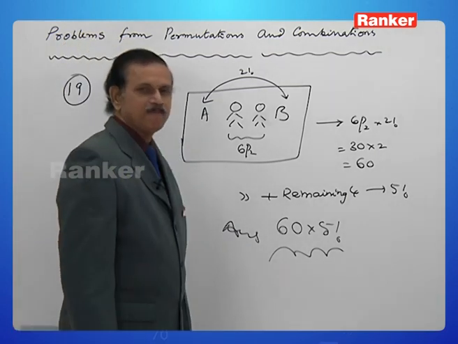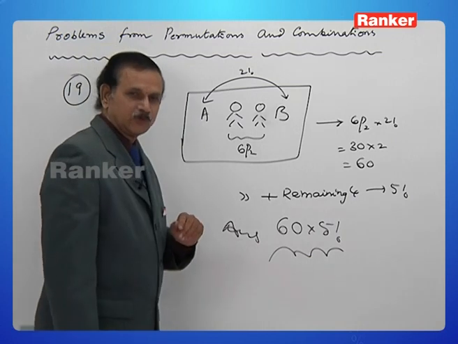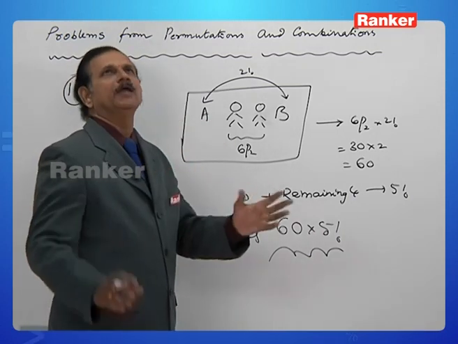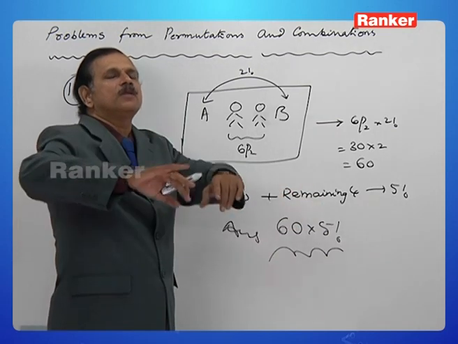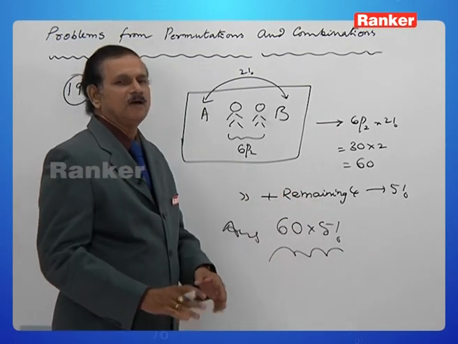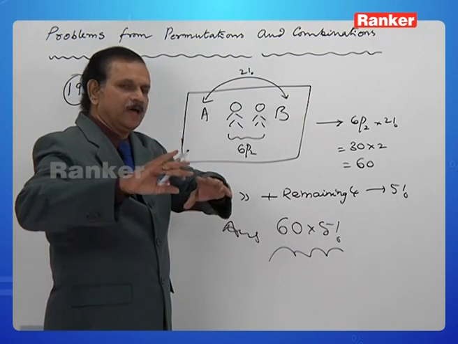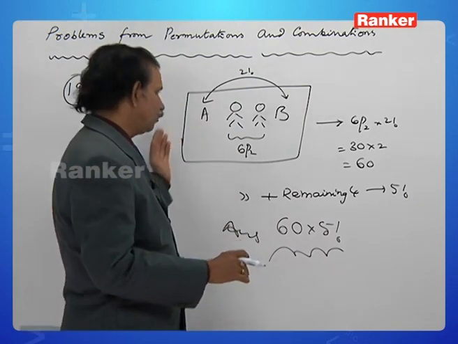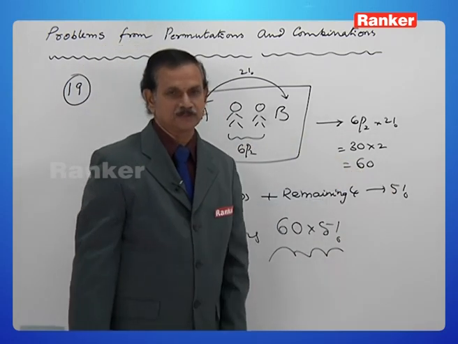Therefore, the key part lies here. You keep the restriction given in the problem in your mind. A and B must be there, and between A and B, 2 persons are to be arranged from the remaining 6 persons. It can be done in 6P2 ways. Entirely the block can be manufactured in 60 ways.